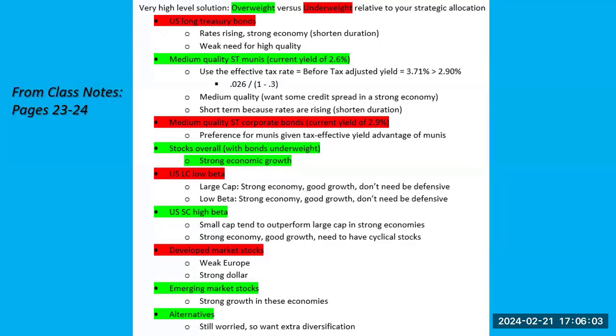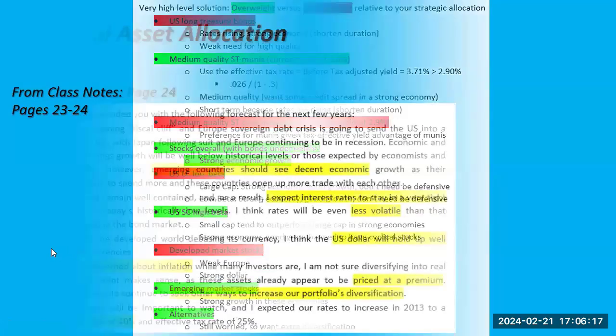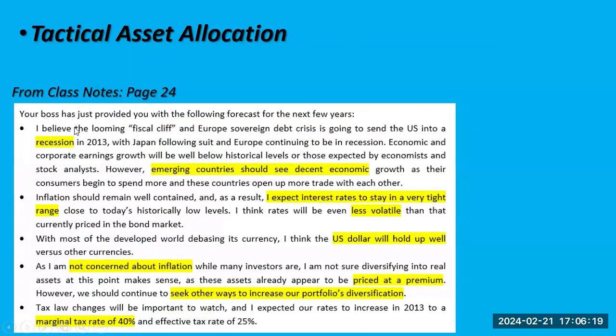And those topics, those bullets, that's from the scenario you gave us on the previous meeting. Yeah, I give you a scenario, and then I give you a list of asset classes. Some of them will be really similar each time. So here's another one. Your boss has provided this next forecast. I believe the looming fiscal cliff. This is many years ago.